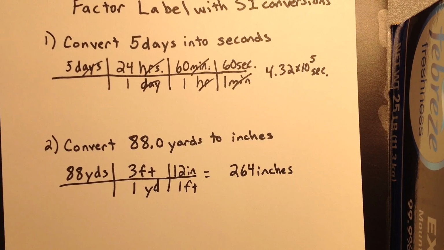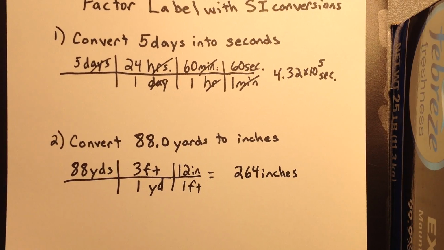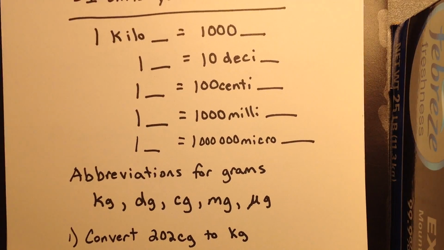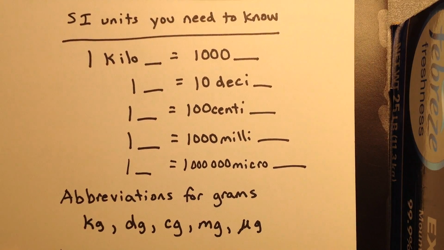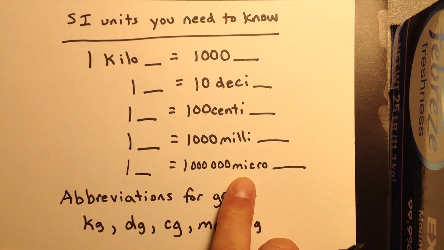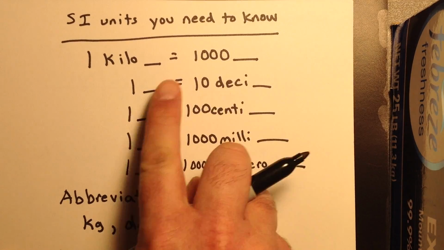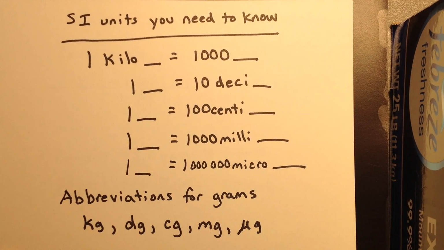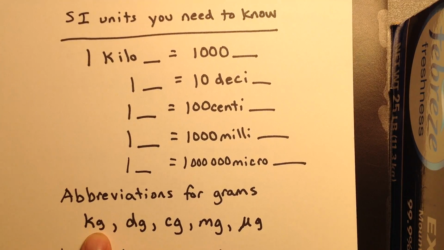But now we're getting to the meat and potatoes of the lesson, which is the SI units. The SI units that you'll need to know are kilo, deci, centi, milli, and micro. I left these blanks here that you could insert anything such as liters, grams, or just about anything else you would like to measure in those units. So the abbreviations, again, kg, kilograms, decigrams, centigrams, milligrams, and micrograms. That is a weird unit for micrograms.